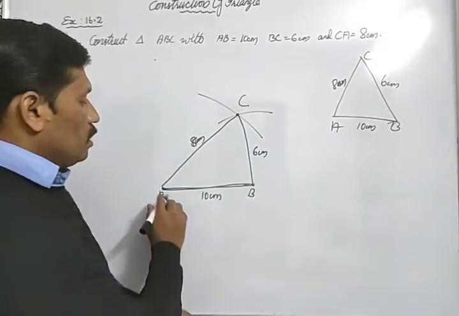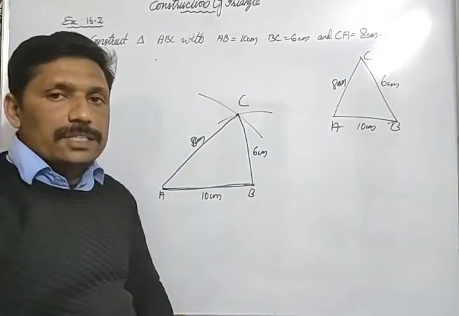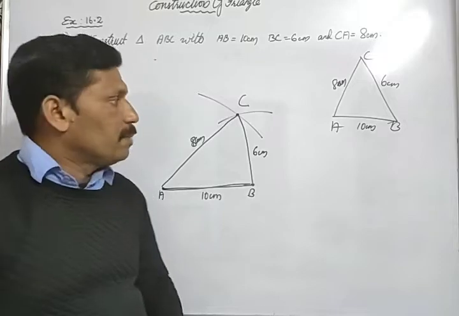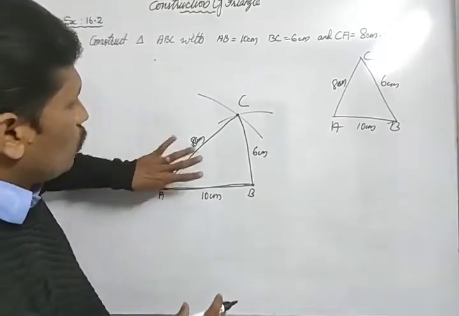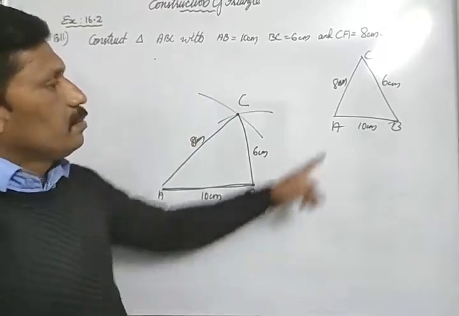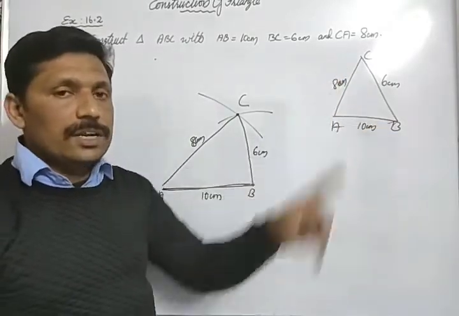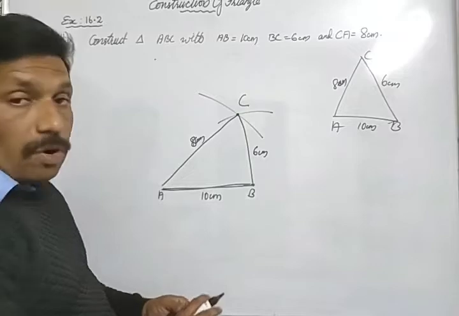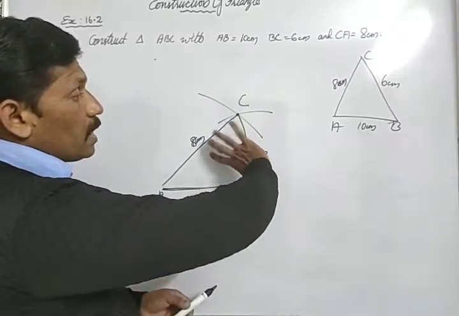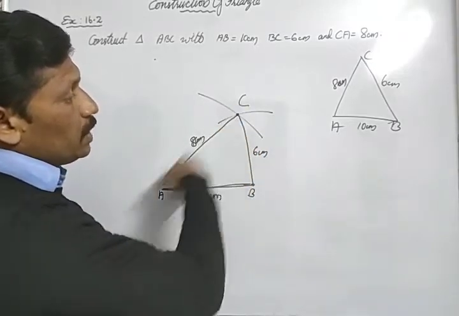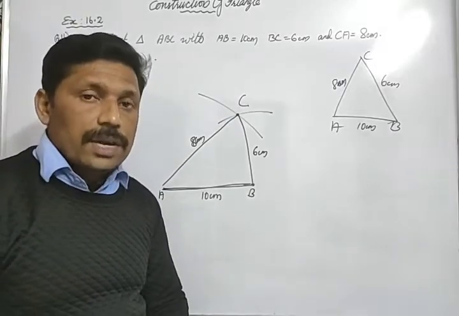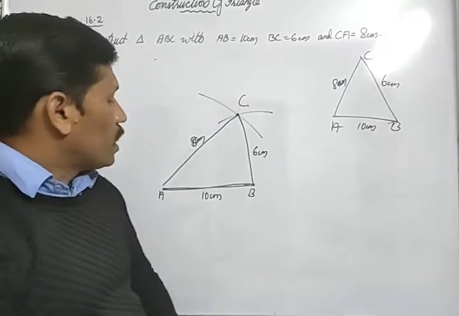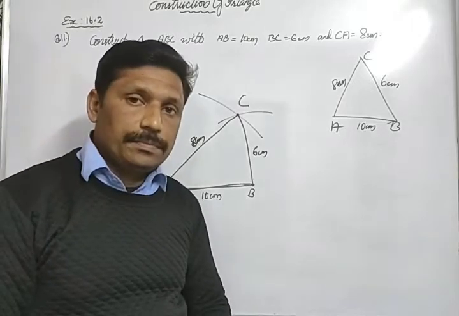So first of all, we draw a baseline AB 10 centimeter, and then we measure 8 centimeter with compass and keep the compass here and draw an arc here, and then we measure 6 centimeter in compass and keep the compass at point B and cut this arc. This point is C, join that point using the straight line, using scale we can join it. So the required triangle ABC is ready.